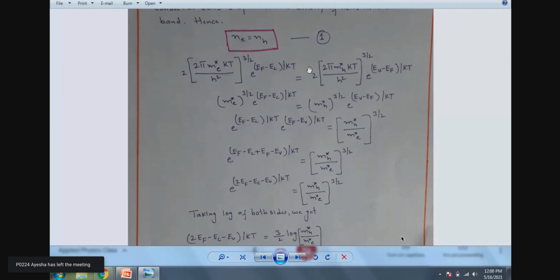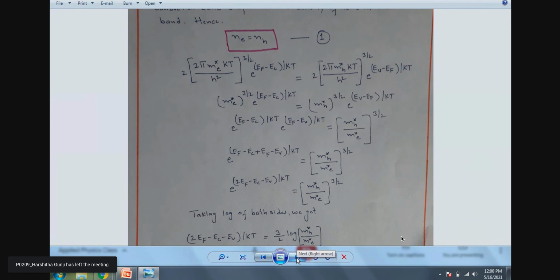So what is the expression we have here? The LHS is the density of electrons in the conduction band. On the RHS, you can have the density of holes in the valence band. Okay, so from these two expressions you can find the result, right?